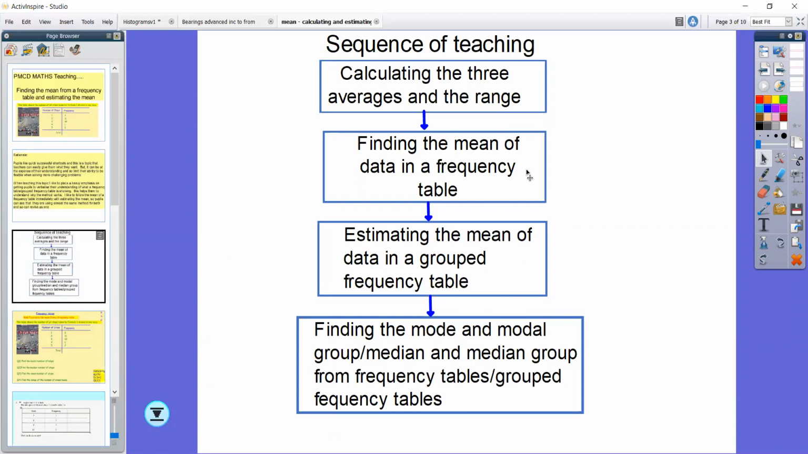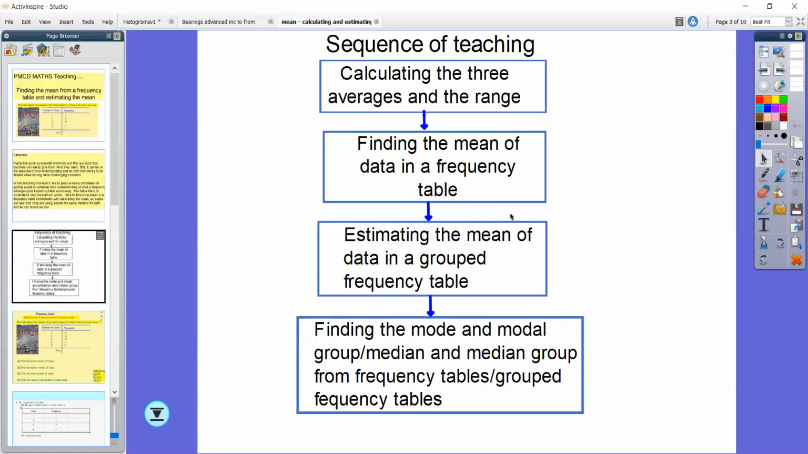Then we define the mean of data in a frequency table, and estimate the mean of data in a group frequency table. And let's say these back to back because it's almost the same thing, except for one slight tweak. I think when they're revising, it's good to be able to revise these things together. So if we separate them out in our teaching program, they can appear as two separate topics altogether.